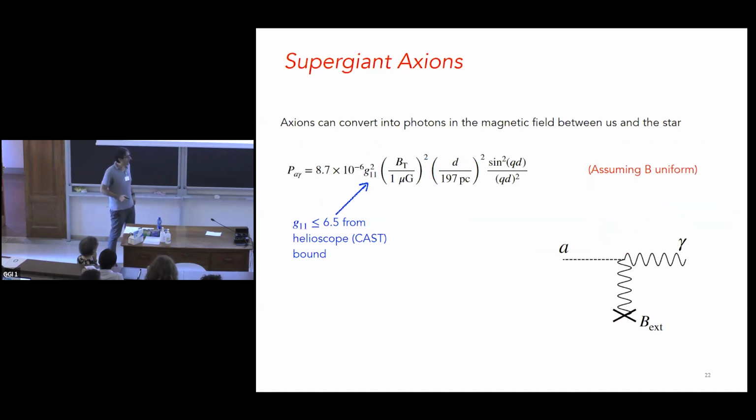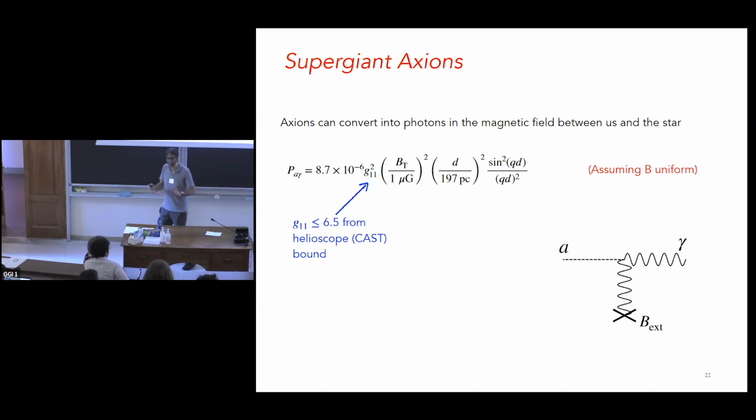But axions could convert into photons in an external field, and there is an external field between here and Betelgeuse. There is a galactic magnetic field, which is about a microgauss. So if you use this conversion, and suppose we can neglect this part, the distance drops out. So the probability goes like distance squared.